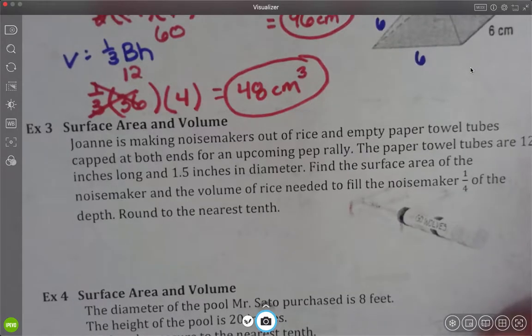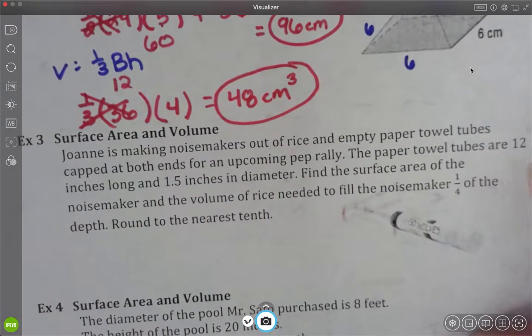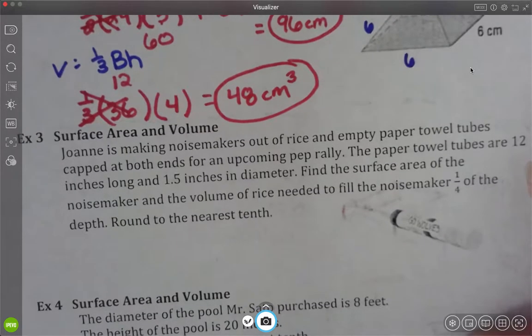Next. Go down to example 3. It says, Joanne is making noisemakers out of rice and empty paper towel tubes. Have you guys done this before? Or made telescopes or whatever out of paper towel tubes? Yeah. So you're putting stuff in it to make noise and you're shaking it back and forth.